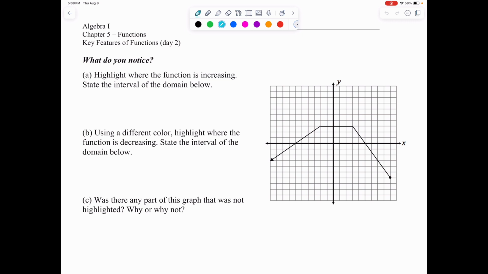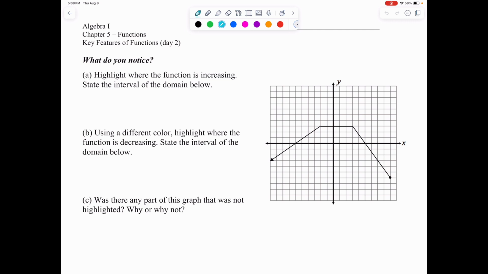In part A, highlight where the function is increasing, and state the interval of the domain below. In part B, very important, it says use a different color. You're going to highlight where the function is decreasing and state the interval of the domain below. And then in part C, was there any part of this graph that was not highlighted? Why or why not? At this time, pause the video and answer these 3 questions, making sure you have 2 different color highlighters with you, and then resume the video to go over the answers with me.